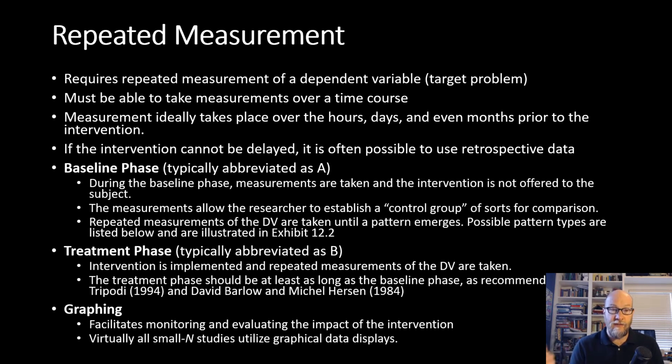Now, in some situations, it's not possible to get a baseline measurement because essentially you're dealing with something really immediate that needs to be addressed right away. It can be something like Sam, where it involves injuring himself or someone else.